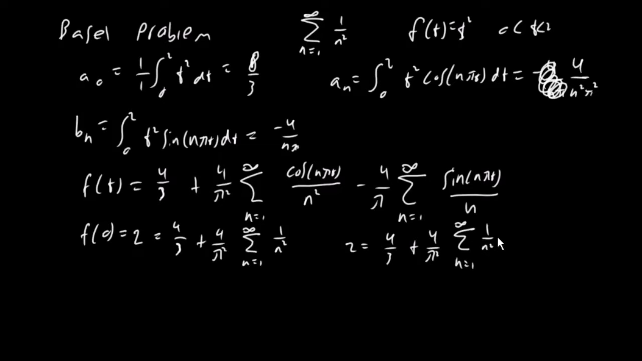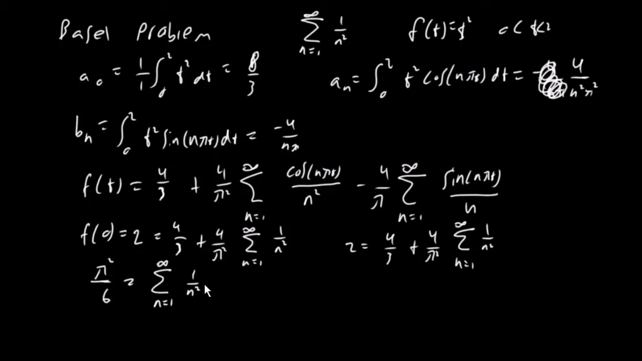So we have 2 equals 4 thirds plus 4 over pi squared, sum from n equals 1 to infinity, 1 over n squared. And now with a little bit of rearranging, 2 is just 6 thirds, so 6 thirds minus 4 thirds is 2 thirds. So 2 thirds times pi squared over 4 gives pi squared over 6, which is the sum from n equals 1 to infinity of 1 over n squared.